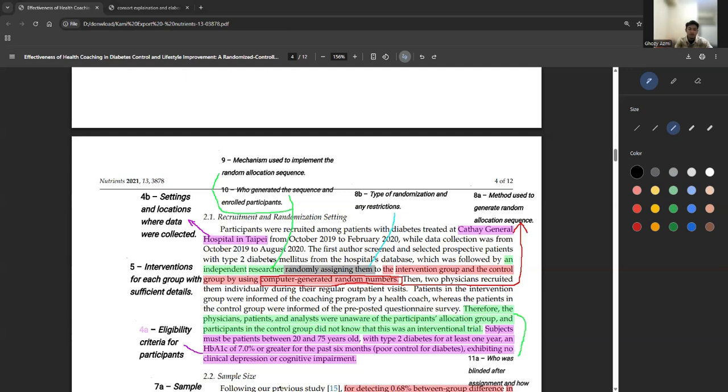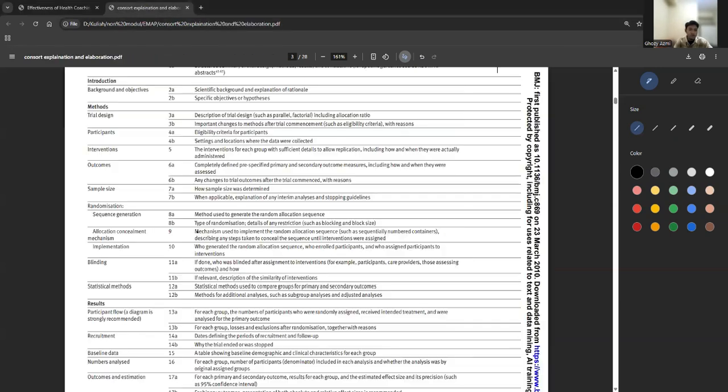The article says two physicians did both generate the sequence and enroll participants. And we go next to number 11A. 11A is if blinding was done after assignment to intervention, who was blinded and how.